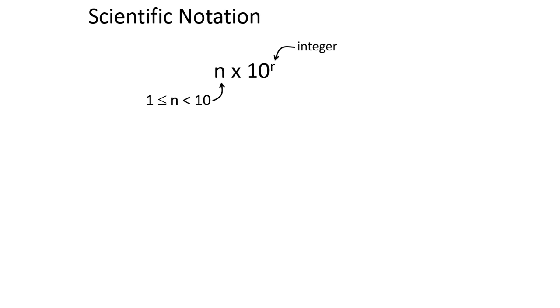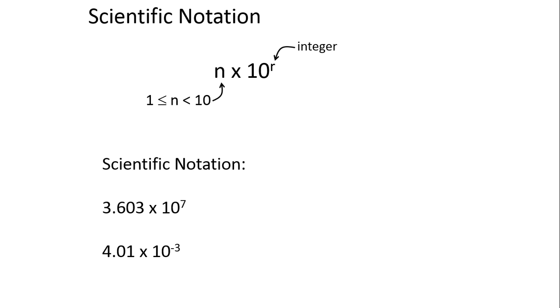Now, scientific notation is a really nice way to take really large numbers or really small numbers and write them in a much more compact form. Let's take a look at some numbers that are written in scientific notation just to see what it looks like. This is a number written in scientific notation, 3.603 times 10 to the 7th power. The number that we see in front of the multiplication sign is between 1 and 10. And the power on the 10 is an integer, it's 7.